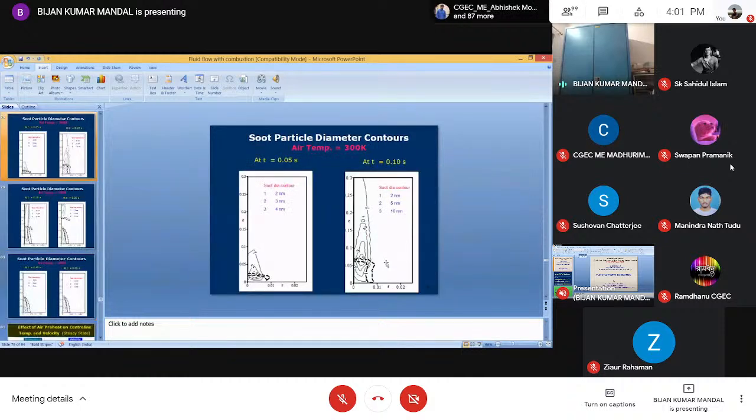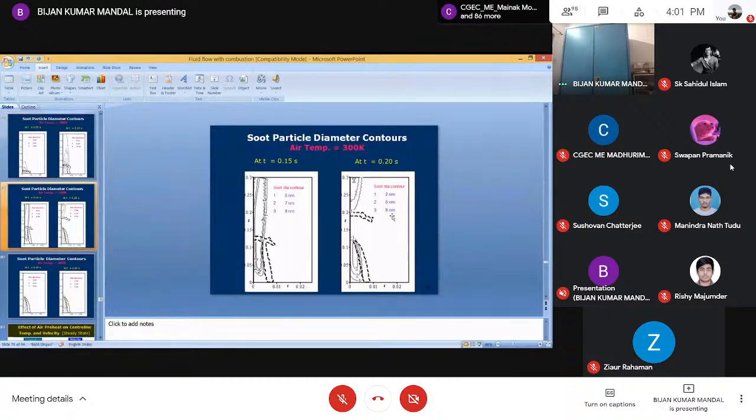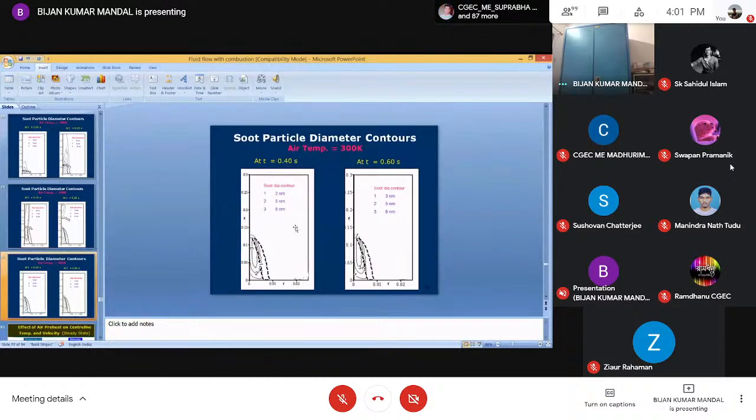Okay, and we can also calculate the soot diameter. That is also very important, just considering the soot particles to be spherical. So you can see that it is 4 nanometer maximum here. Here it is 10 nanometer. And then at 0.15 second it is 8 nanometer. So finally the maximum size is 8 nanometer here.